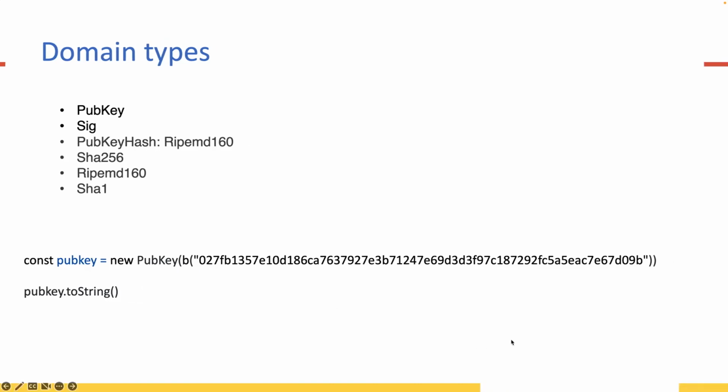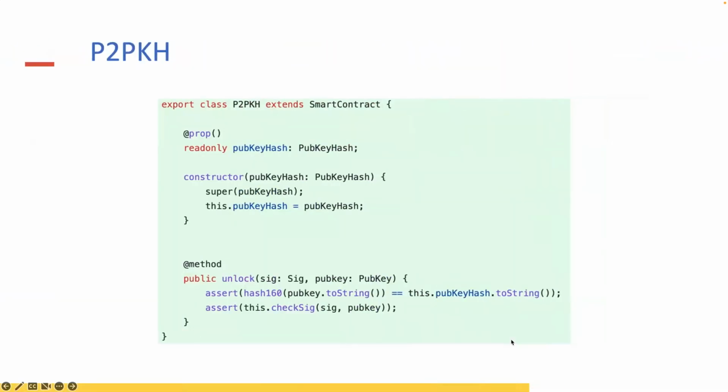So let's move on. I just showed you different domain types. Here I'm showing you one example smart contract. For people who just started this course today, it's very easy to define a smart contract. You basically extend a smart contract from scrypt-ts. For example, what we're looking at here is the so-called pay to public key hash.